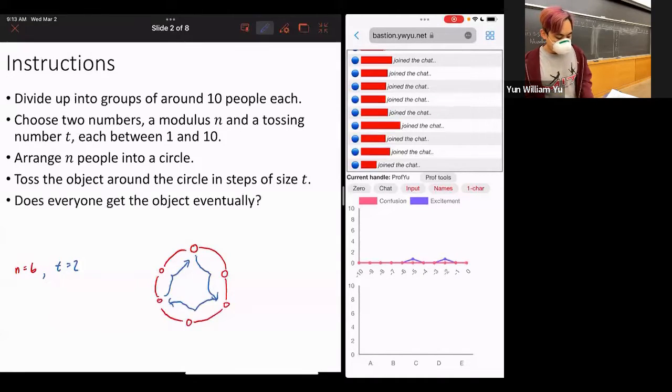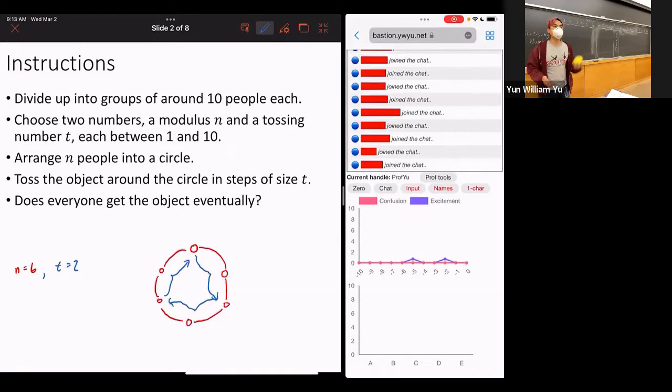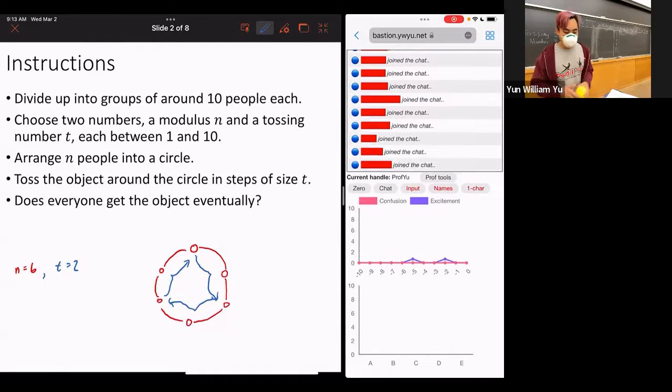And then the question is, does everyone eventually get the object? So will everyone eventually get this ball of yarn? And in the case of n is equal to six, where you have six people and t is equal to two, well, you can pretty easily see that not everyone gets the ball of yarn, right? Because you keep on skipping people, and the same people get skipped each time. And so the answer is no to does everyone eventually get the object.